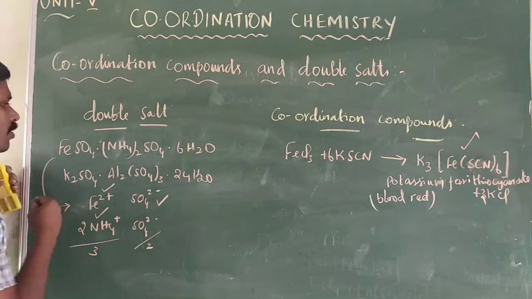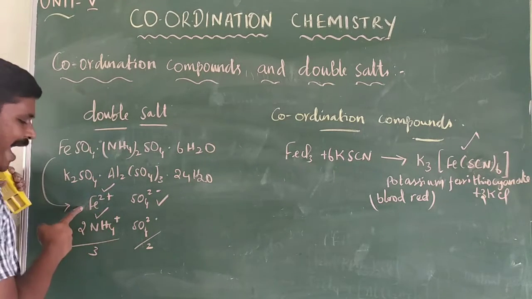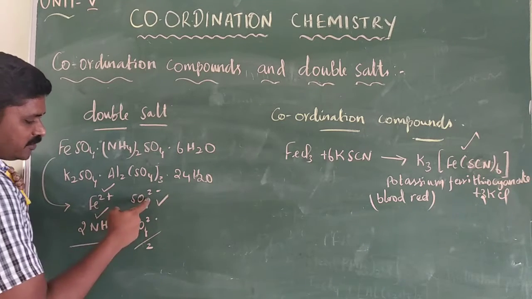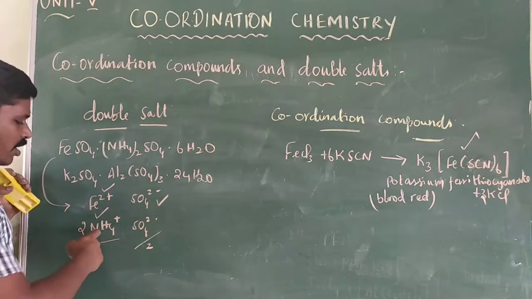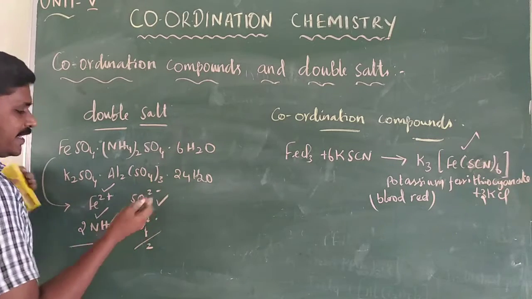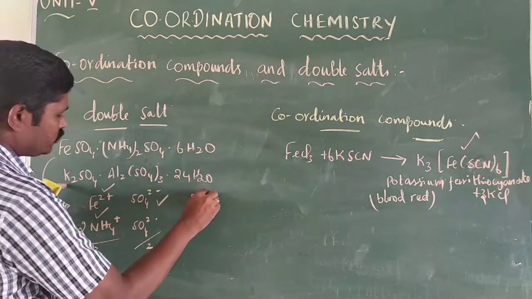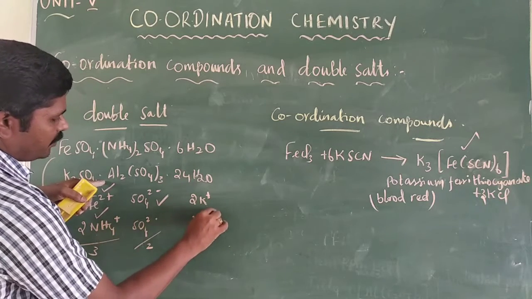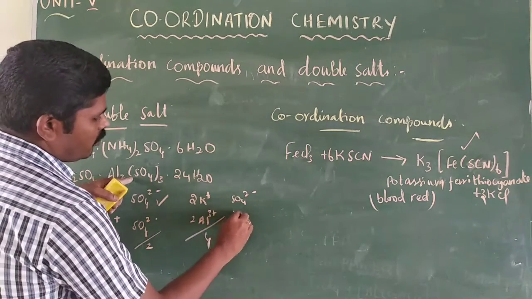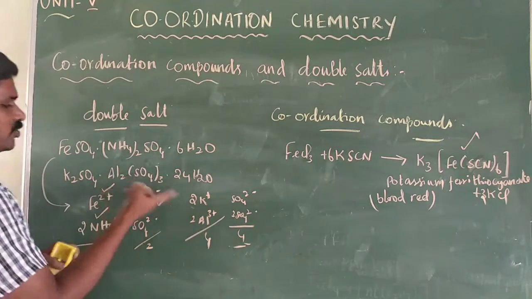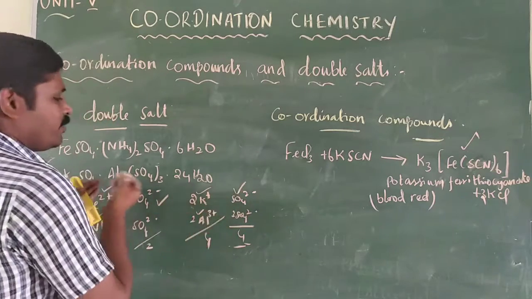Okay students, so Mohr's salt, qualitative analysis, when we dissolve it in water, the ions are separate: Fe2+, NH4+, SO4 2-. So the solution answers for Fe2+ ions, ammonium ions and SO4 2- ions, right? Similarly, potash alum dissolves to give 2K+, 2Al3+, so a total of 4 positive ions, and 4 SO4 2- negative ions. So in qualitative analysis, it answers for potassium, aluminium and sulphate ions.